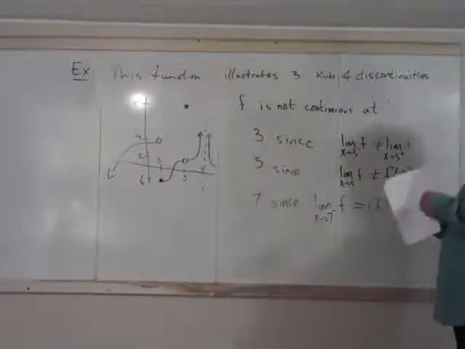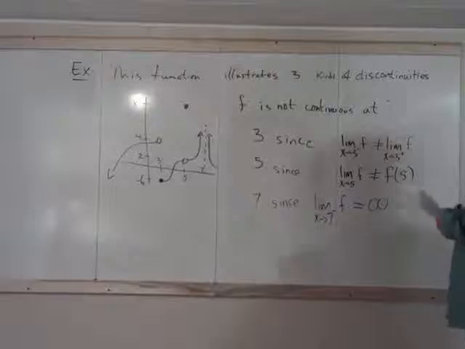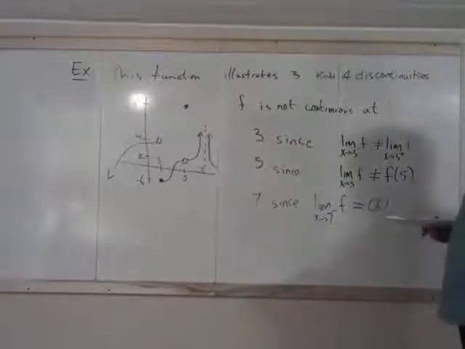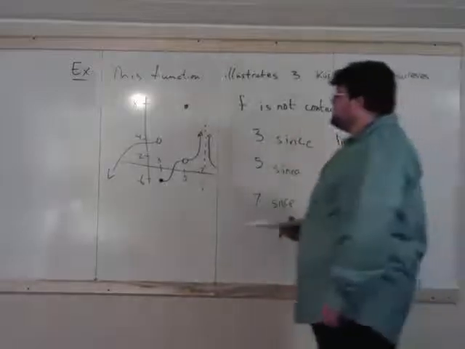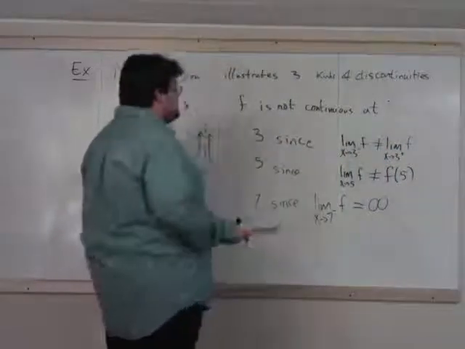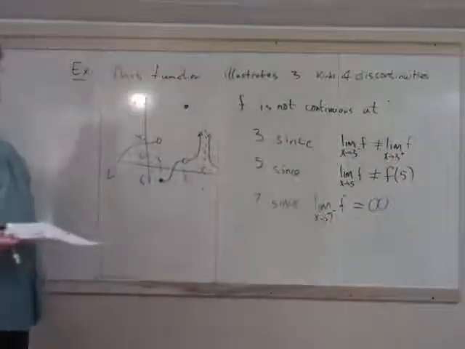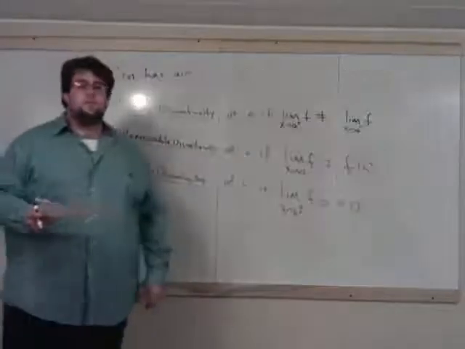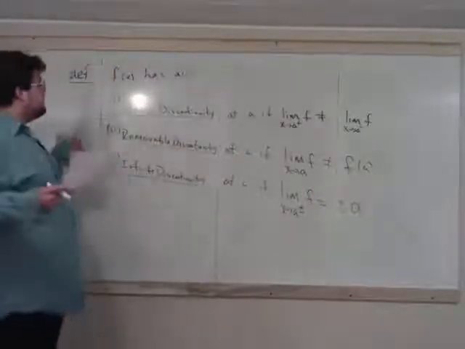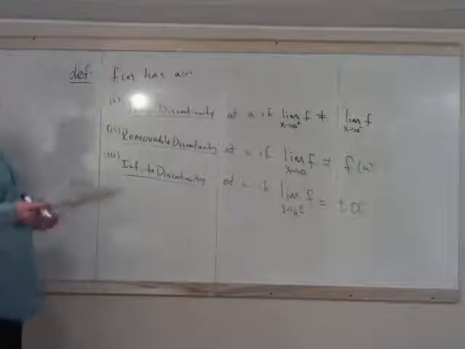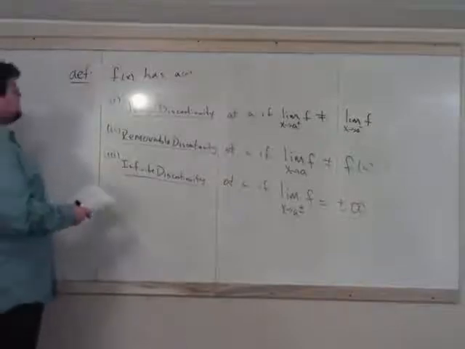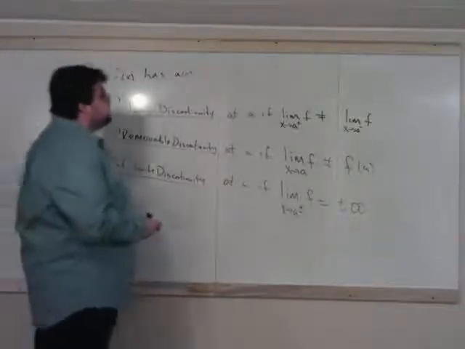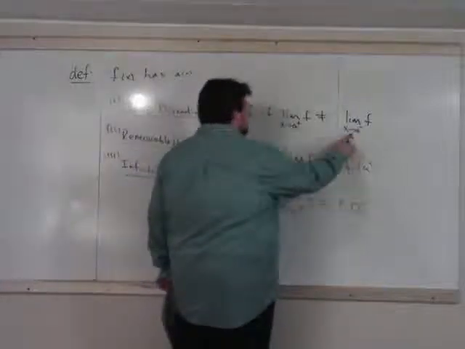Now, we're going to define these three types of discontinuities. We're going to use words to describe them instead of just describing them with the limits. So here we have the three types of discontinuities defined formally. F has a jump discontinuity if the limit on the right does not equal the limit on the left.